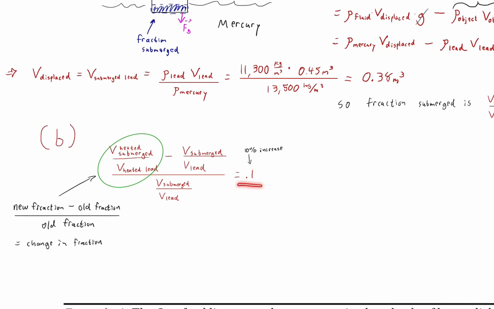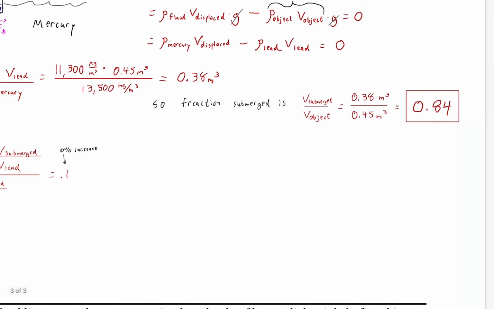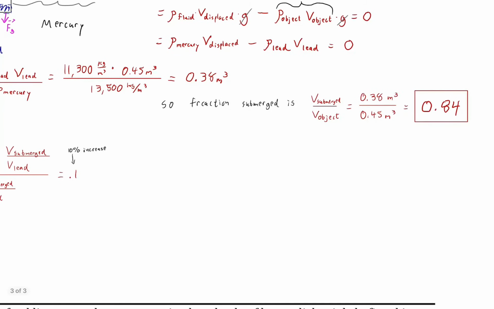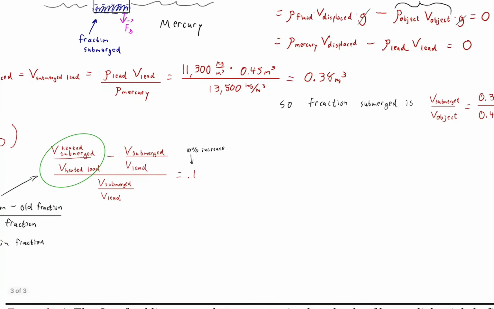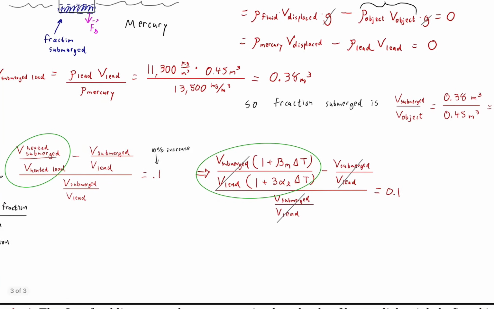All right, just shown here as a fraction rather than a percentage. Okay, so hopefully that makes sense as a setup. And again, remember this: all those terms submerged over object are just the same as what we found in part A. Okay, all right, so then we're going to go ahead and carry on to the next step.